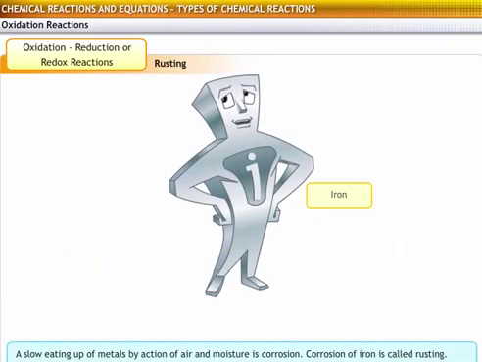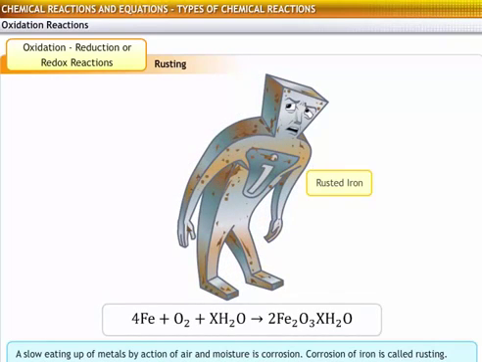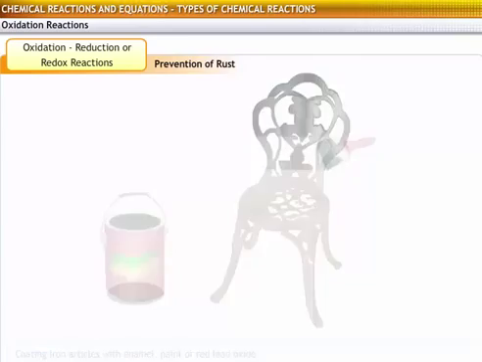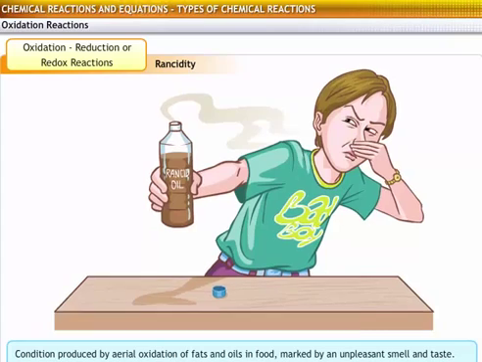When an article made of iron is exposed to moist air for a long time, it turns reddish brown due to rusting. Here, iron is oxidized to form iron oxide. Chemically, rust is known as hydrated ferric oxide. Rusting of an iron article can be prevented by coating the surface with enamel, paint, or red lead oxide. Rancidity is the condition produced by the oxidation of fats and oils in food. It is marked by an unpleasant smell and taste.